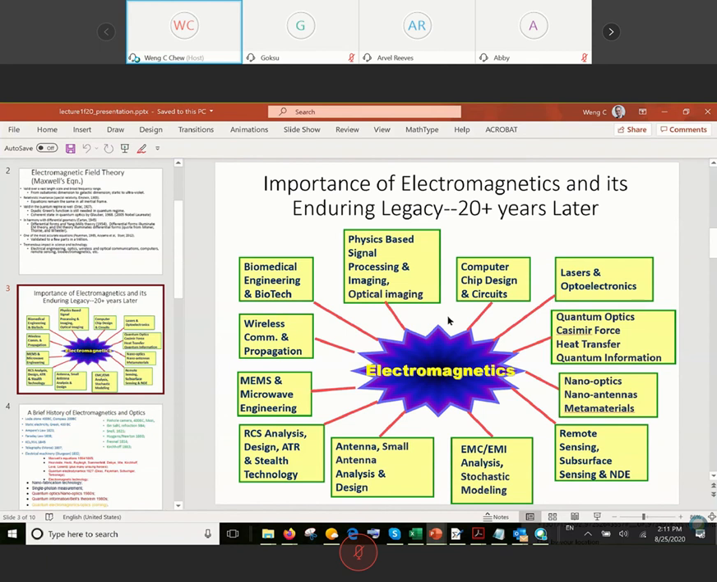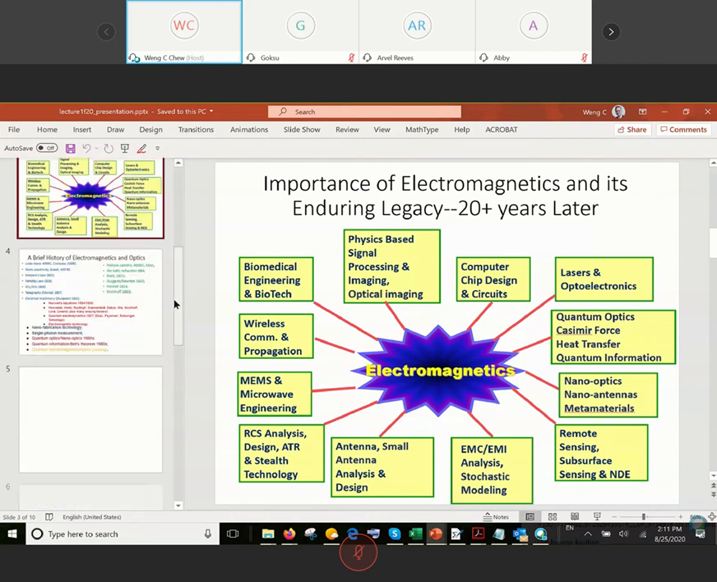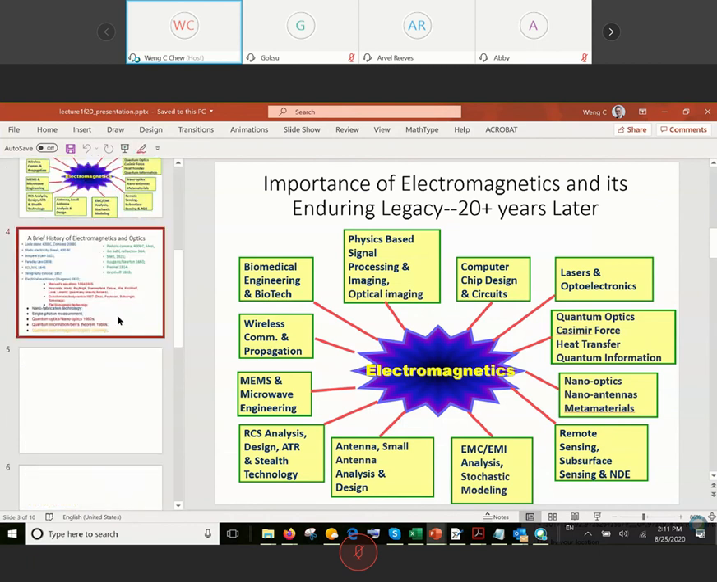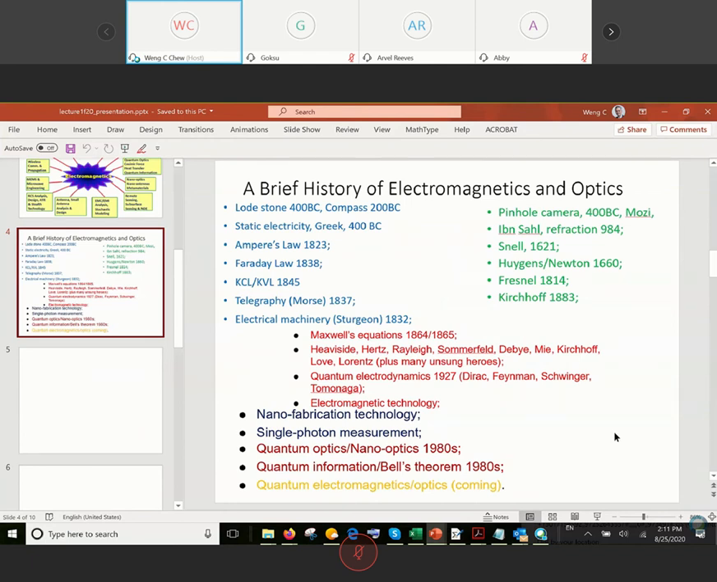Okay, good. So electromagnetic theory has impacted many, many different areas. I will give you the lecture notes. The lecture notes would talk about this in greater detail. And then let me give you a brief history of electromagnetics and optics. In the beginning, it was thought that electricity and magnetism, which is what you see on the left-hand column, is quite different from optics, which is what you see on the right-hand column at the top here.